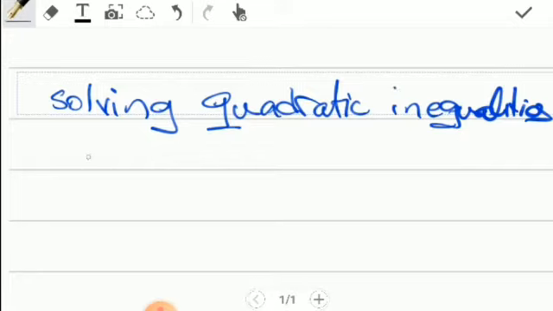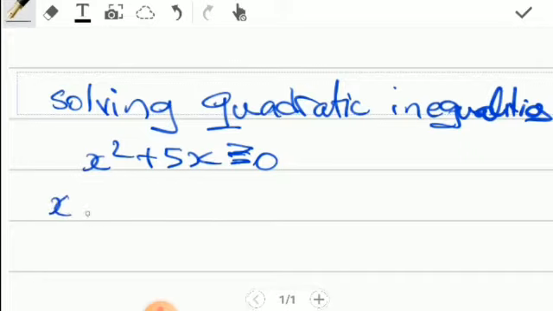All right, let's say we have x squared plus 5x greater than or equal to 0. What we can do here is factorize to solve. So we're going to factorize the left side.